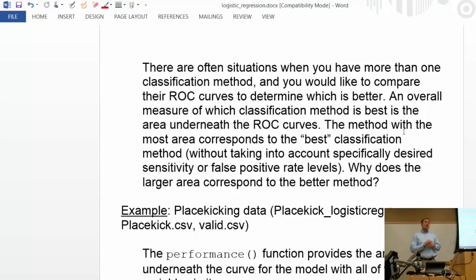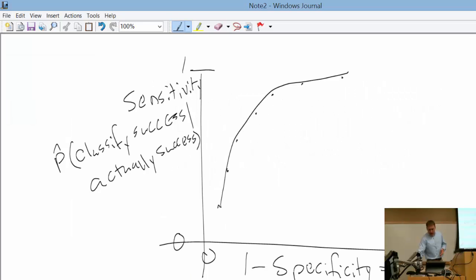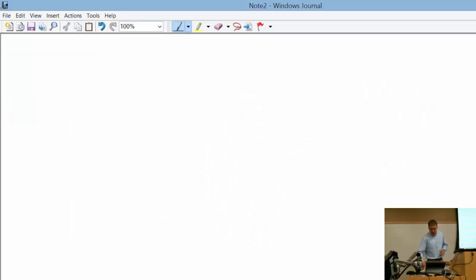There are going to be particular situations where you're not sure which, let's say, logistic regression model to use to classify your observations. And so how do you make a choice between the different classification methods? We've talked about this a little bit before. Let's just talk about it again, but in a little bit more detail.